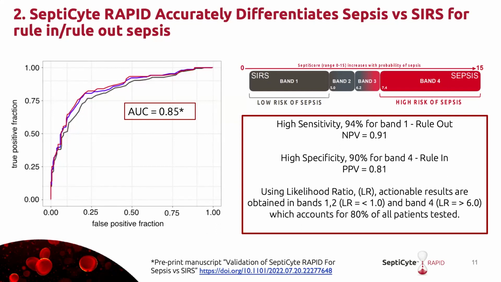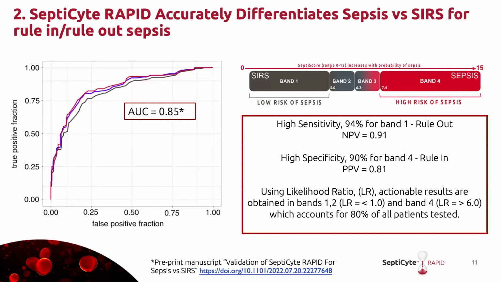From the standpoint of evaluating these scores, likelihood ratios are appropriate to be used, and band 1 has a likelihood ratio of 0.18, band 2 0.3, putting these two groups into a low risk of sepsis. And in band 4, the likelihood ratio is greater than 6, giving you a high probability of sepsis.